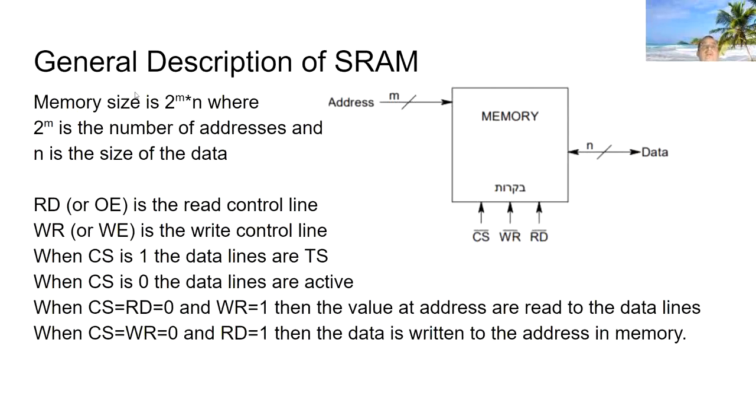So if I have 4 billion, if the address space is 32 bits, then it's 2^32 different possible addresses. But each of those contains a byte. So it's 2^32 times n, whatever the data is.